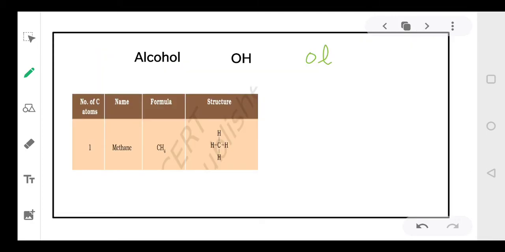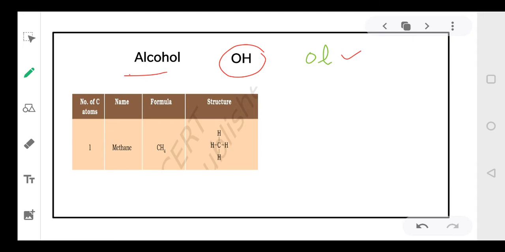Now, to sum up, alcohols have the functional group OH, and their names contain the word OL. Just as alkanes have ANE, alkenes have ENE, and alkynes have YNE, alcohols have OL. So every alcohol will have OL at the end of its name.